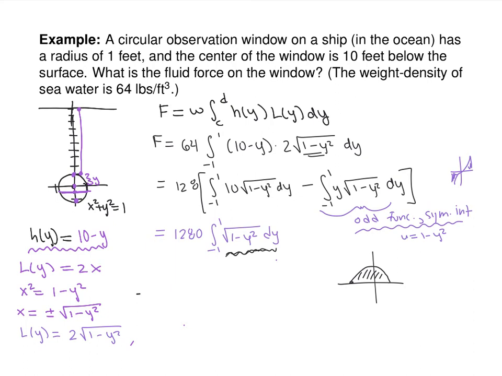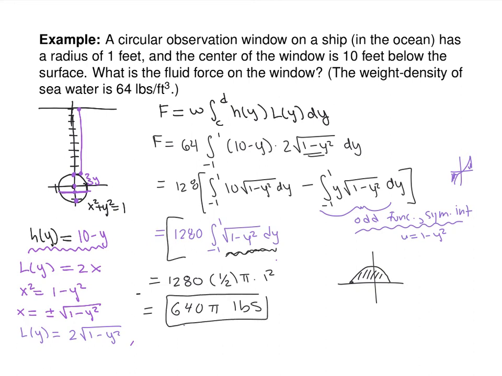So the area of a semicircle is going to be 1/2 pi r squared. So we have 1,280 times 1/2 times pi times 1 squared. So that's 640 pi pounds.